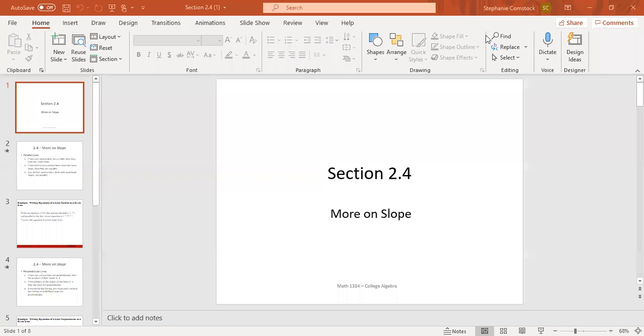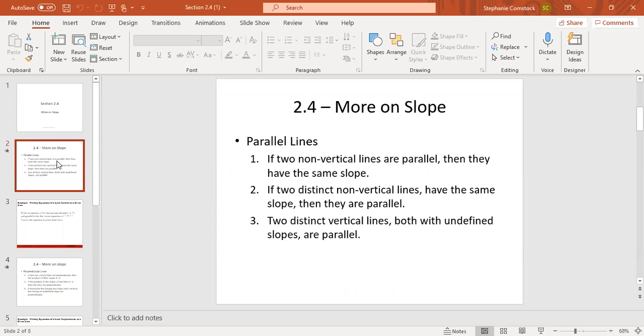Okay, so this is section 2.4, and we're going to talk about some more applications with slope as we're going through this. So the first thing that we're going to look at is parallel lines. The setup that they have here for parallel lines comes in three parts. Now, the first two are kind of similar to each other, but it has to do with what they state as fact and then what you can conclude from it. And the last one handles a special scenario.